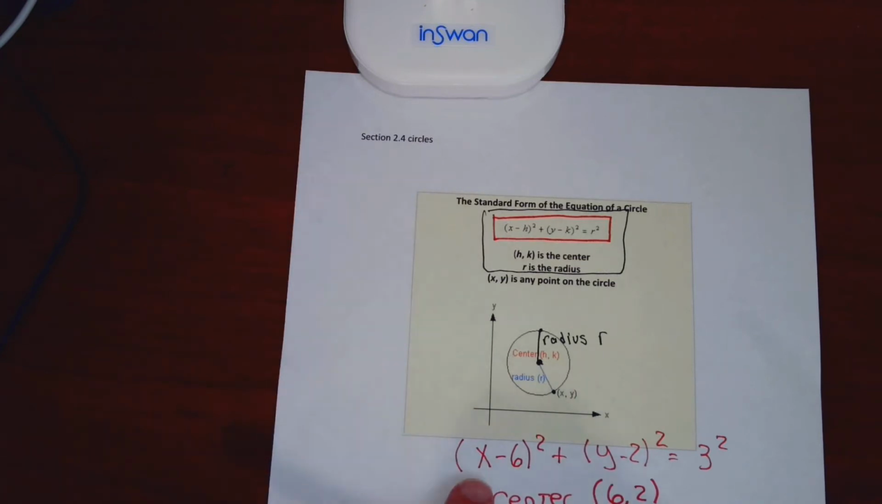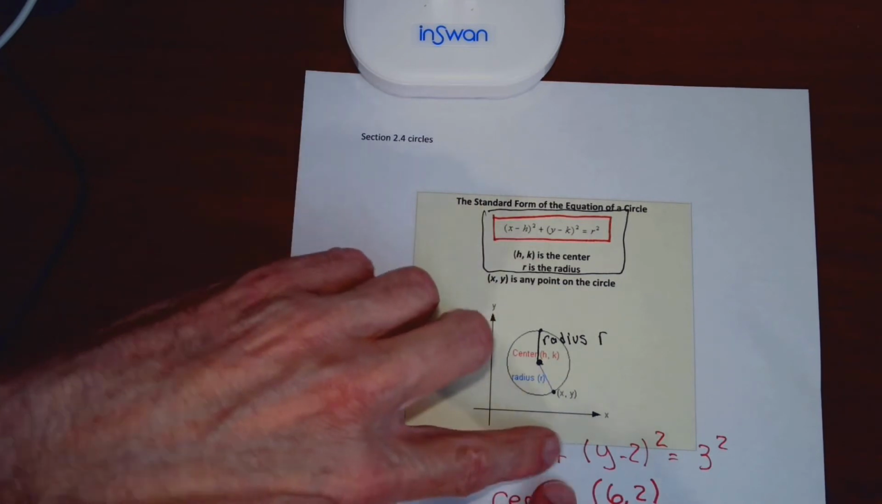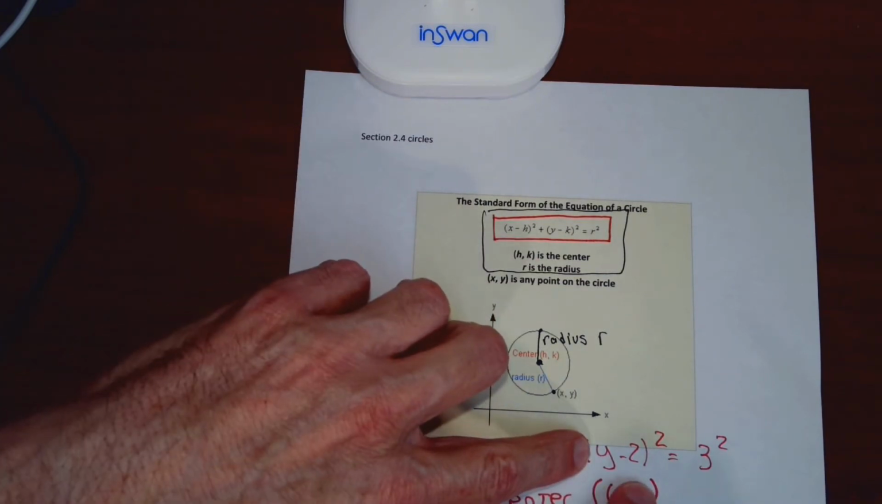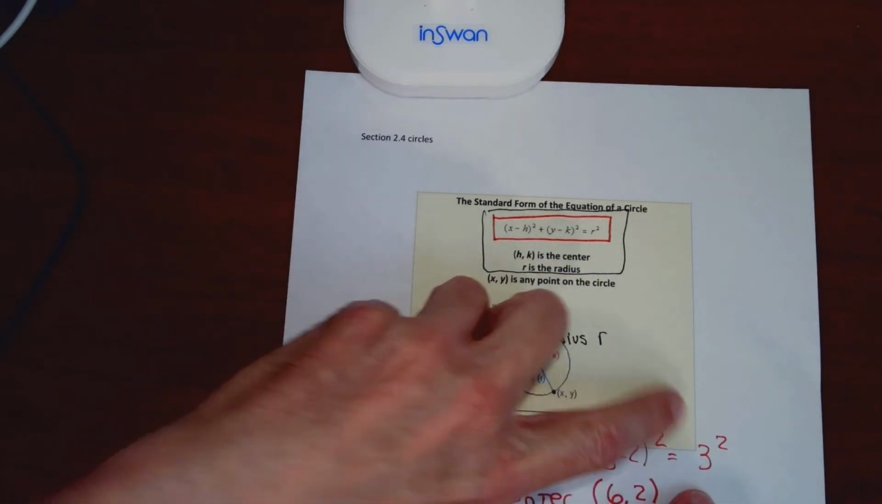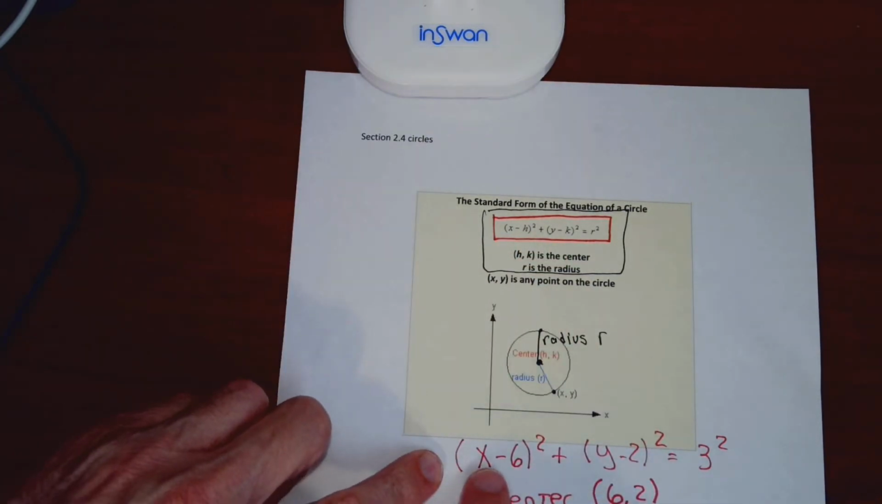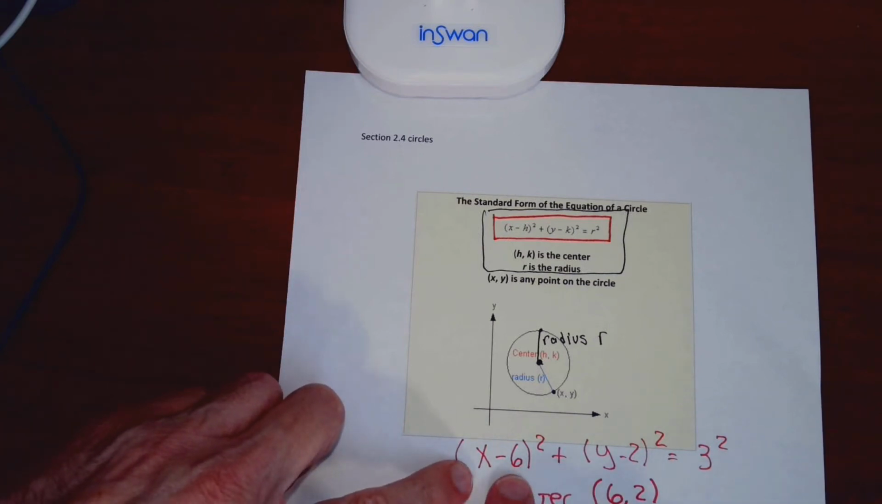I can make up equations all day, so I just made up an equation in standard form for a circle. I wrote (x minus 6) squared, which is x minus some number squared, plus (y minus 2) squared, that's y minus some number squared, equals 3 squared. And I claim that this equation, when I go to graph it, is going to graph to be a circle, and the center of the circle is going to be at the point (6, 2), and the distance from the center to the edges of the circle is going to be 3.